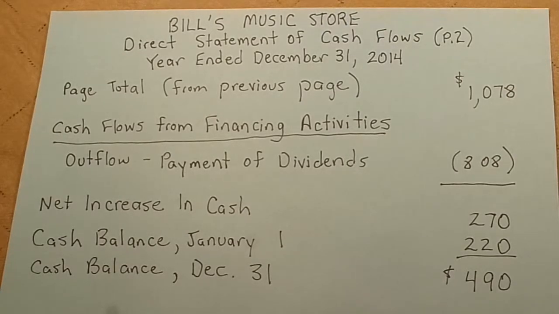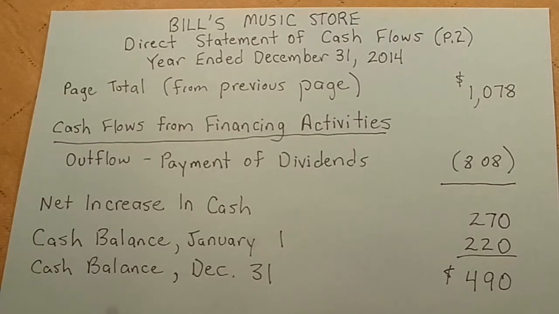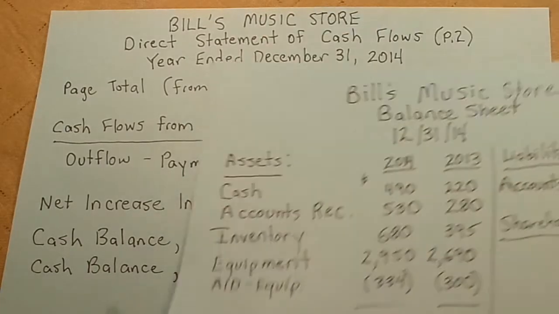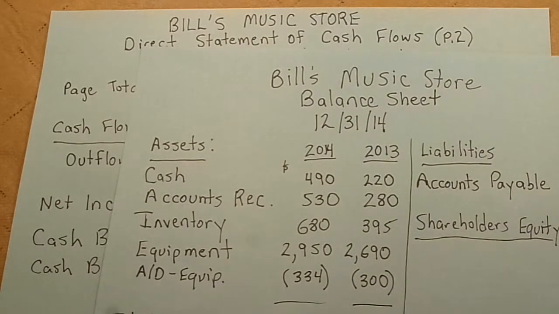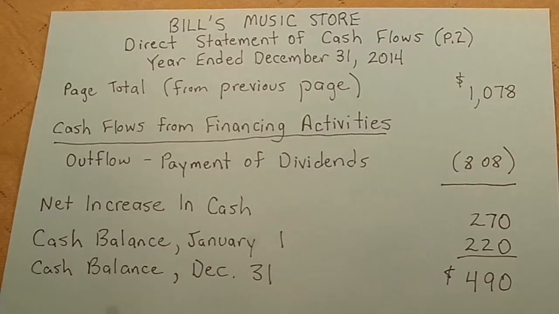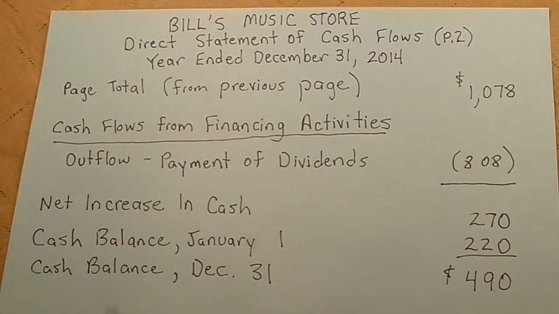And now we have to check and see if this is right. Does our cash balance January 1st agree to the balance sheet as of January 1st? And it does, because here's the December 31st, 2013 or January 1st, 2014 cash number, which is 220. And notice the 2014 number is 490. That serves as kind of a check that if either of these numbers didn't match up, the beginning cash or the ending cash, our cash flow statement would be wrong. As it is, the cash flow statement is great.